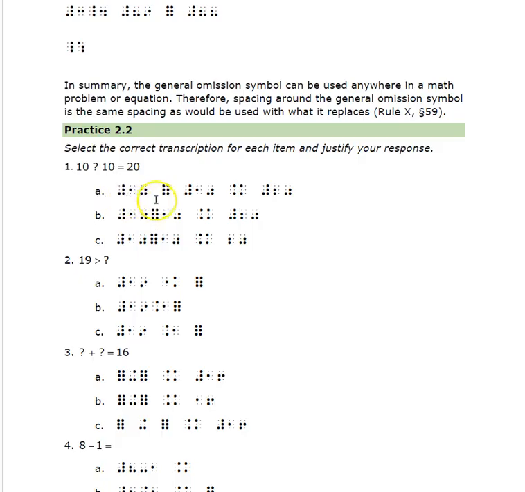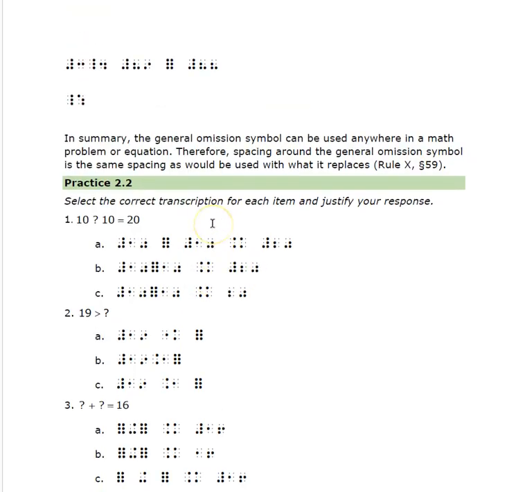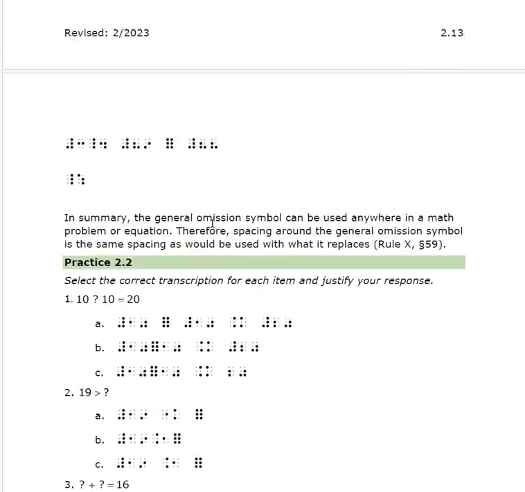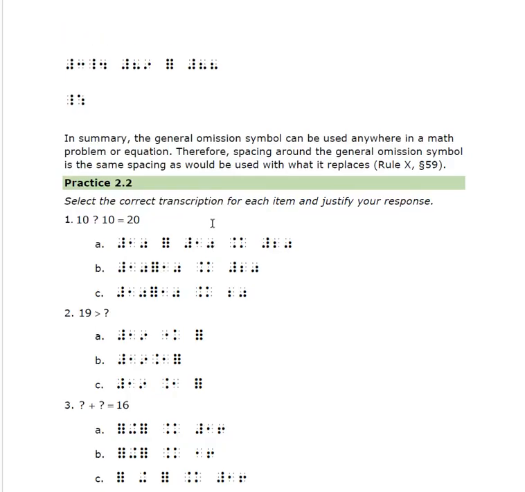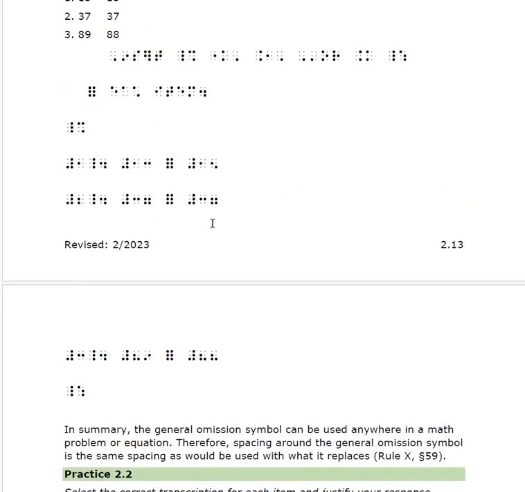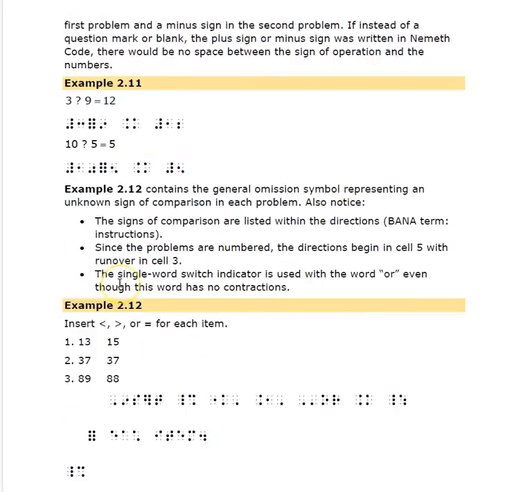So I have 10 space full cell space 10 space equals space 20. Is that correct? Or B, 10 no space full cell no space no number sign 10 equals 20. So let's look back. This is how we do it. We look back and we say, oh shoot, what did they tell me to do? Okay, so here's my example right in front of my face. Okay, we have a full cell there for a blank.